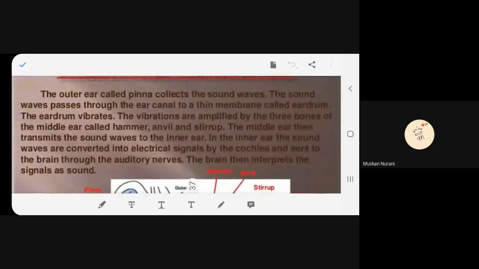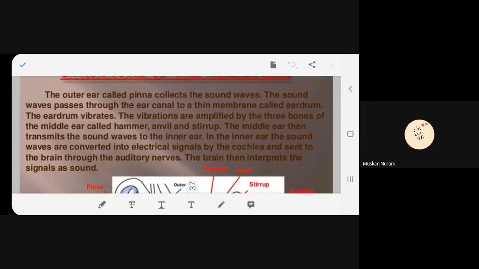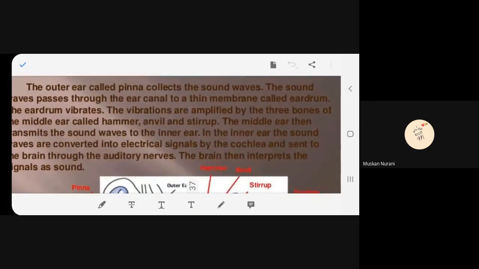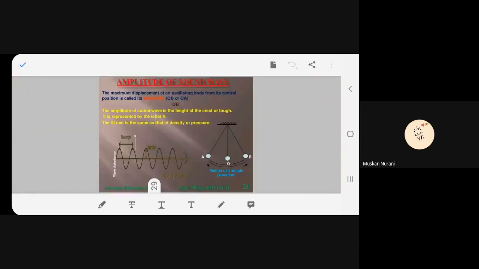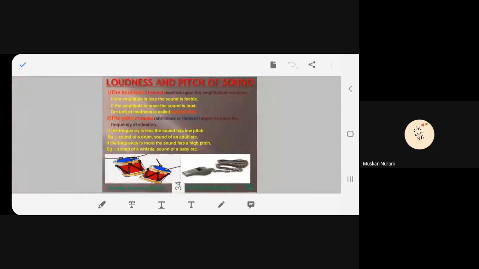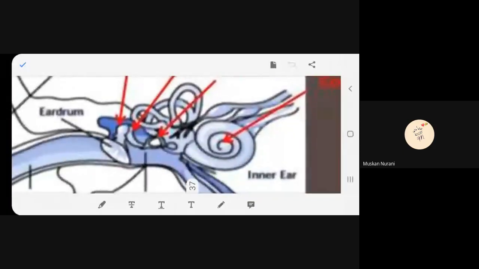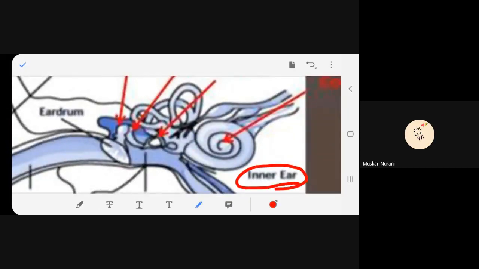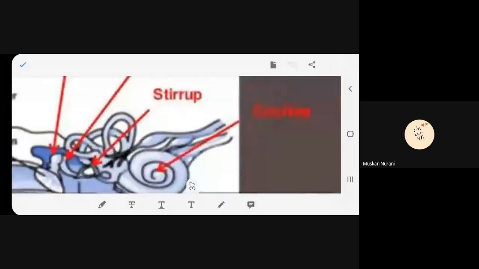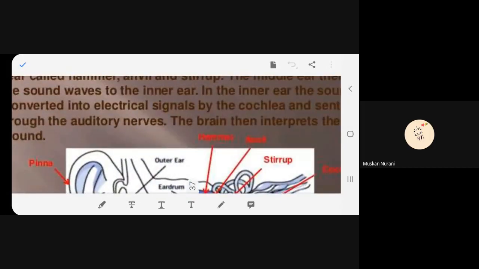So now the middle ear is over. This middle ear sends the sound waves, the amplified sound waves, to the inner ear. Can you see this inner ear? Yes, ma'am. This one is known as the cochlea. What is the name of the inner ear? It is known as cochlea. It looks like a snail, isn't it? So this is the inner ear. From the middle ear, it goes to the inner ear.